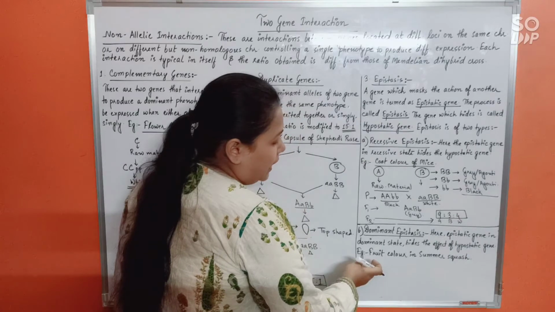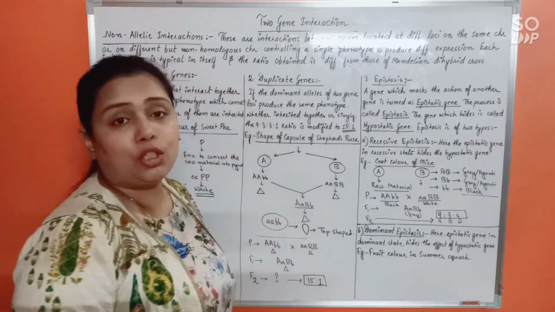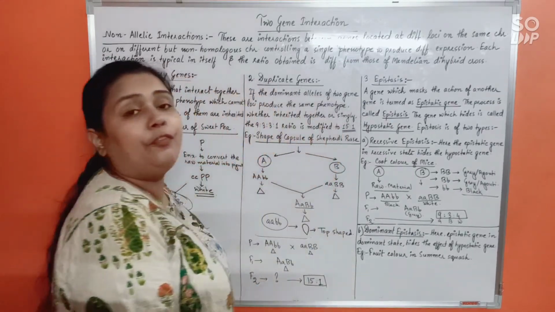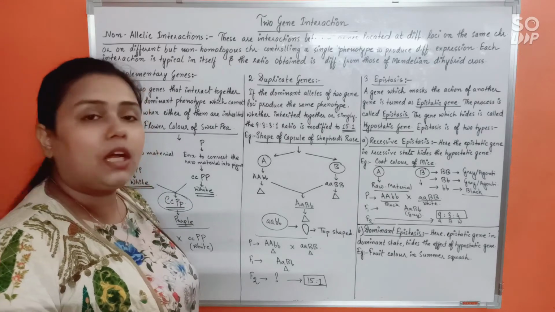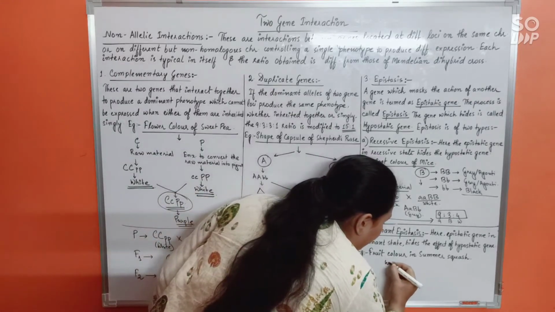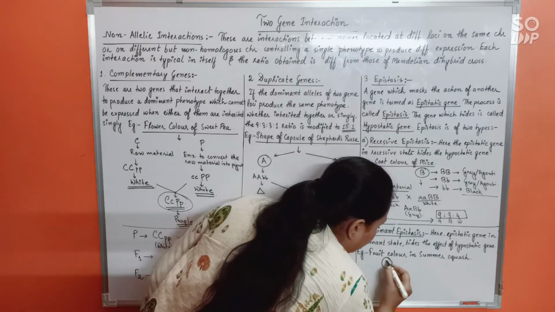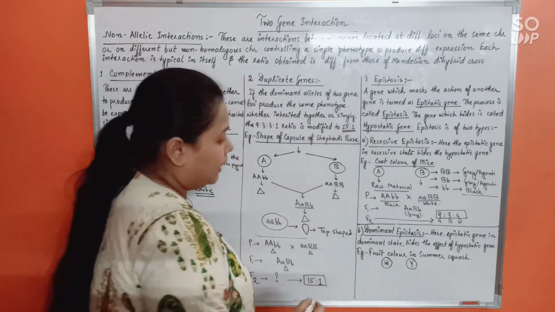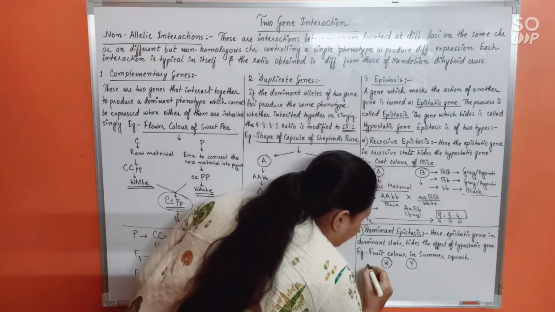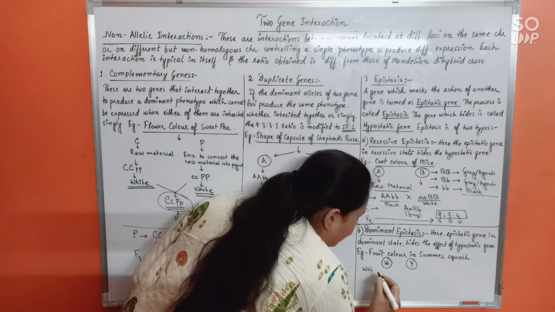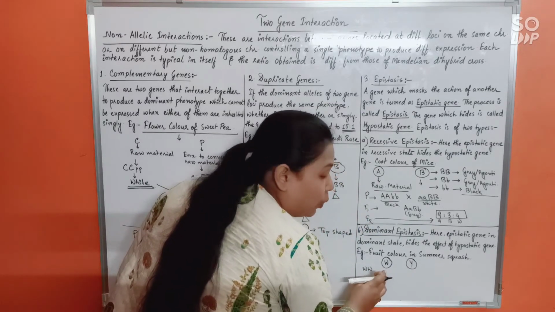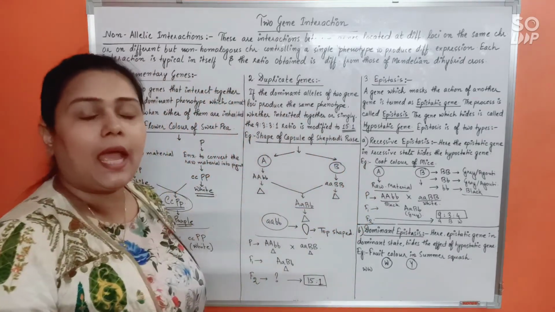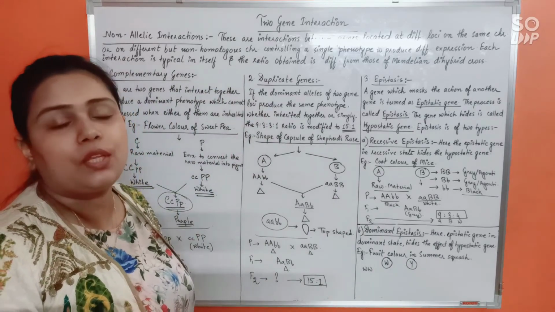The example that we are going to take here is fruit color in summer squash, that is Cucurbita pepo. Alright, so see, the fruit color of summer squash is under the control of two genes, W and Y. W is the epistatic gene and it produces white color, and Y is the hypostatic gene here and it is responsible for producing yellow color.